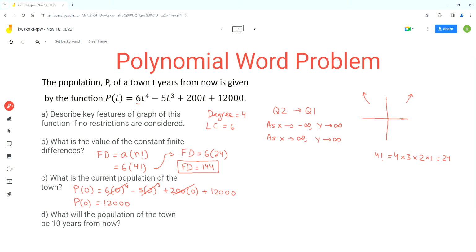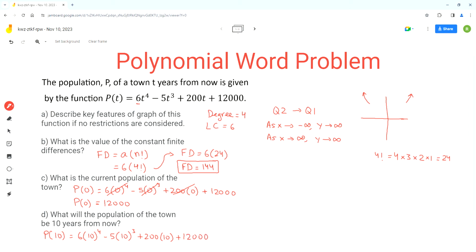Here we have to find the population of the town 10 years from now. So that means we have to sub in t as 10 because t is in years. So the first step is to sub in t as 10. We are calculating P(10), which is equal to 6 times 10 to the power 4 minus 5 times 10 to the power 3 plus 200 times 10 plus 12,000.